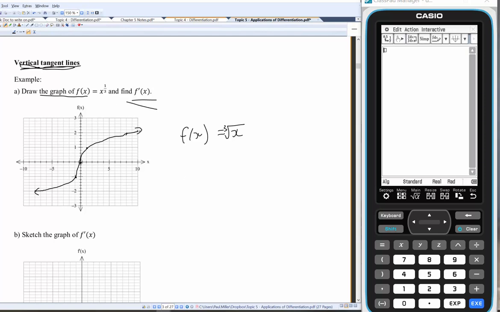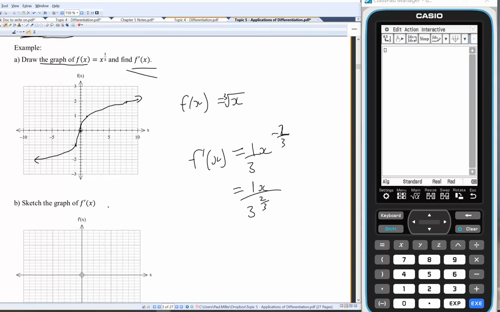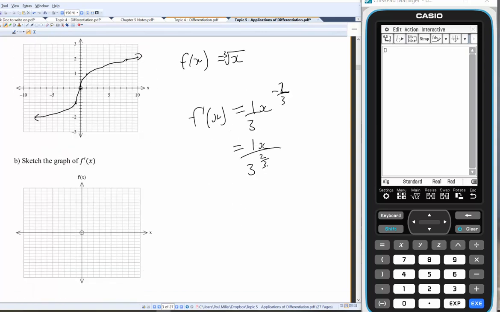All right, now we want to get the derivative. F dash x equals, that's going to be 1/3 x to the -2/3, or 1 over x to the 2/3. All right, now there's one that's unfinished. Okay, so sketch the graph of it.